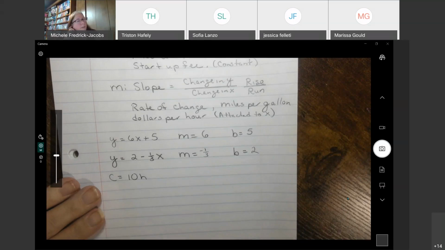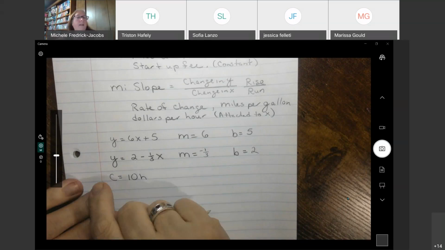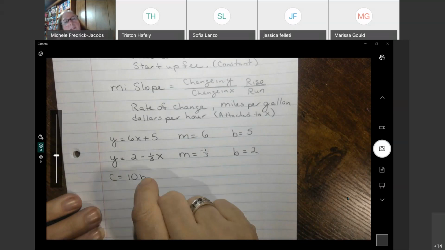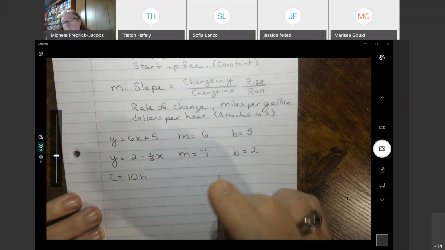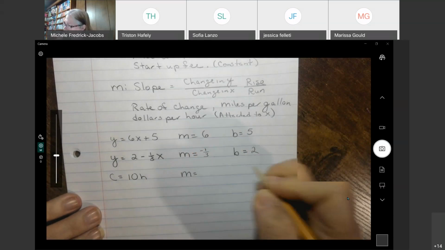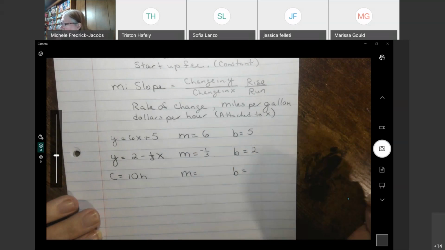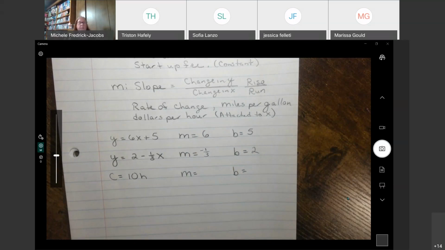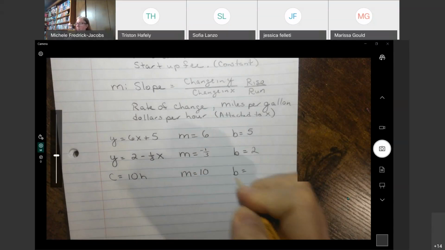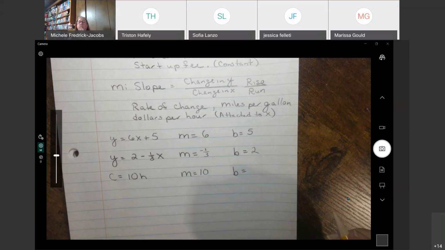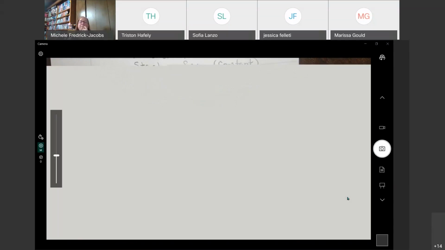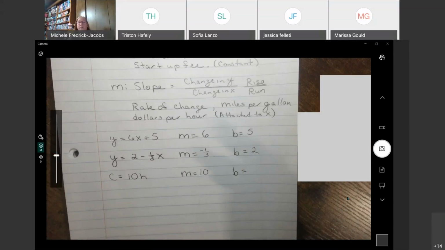Now, it doesn't always have to be an x and a y. We could use this for cost and this for hours. Maybe you make $10 per hour. What would the slope be? It would be 10. And the y-intercept? I don't see one. Exactly. Since there isn't one, it must be 0.